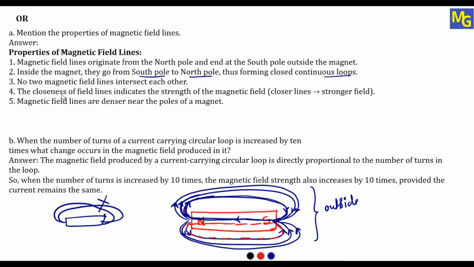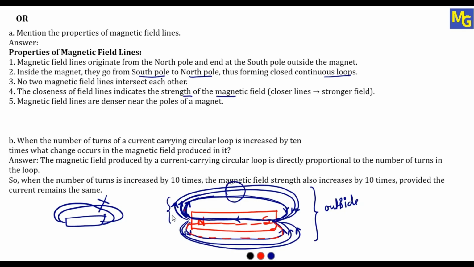Fourth one, the closeness of field lines indicates the strength of the magnetic field. So here, the closeness of these magnetic field lines will indicate the strength of the magnetic field. If the closeness is more, the strength of the magnetic field will be more. If the closeness is less, the strength will be less. And depending on this, you can see the lines are very close when they are near the poles. When they go away from the poles, the lines will be far from each other.